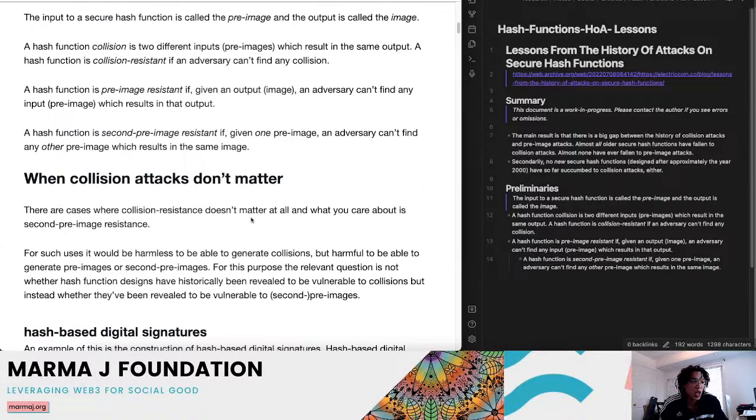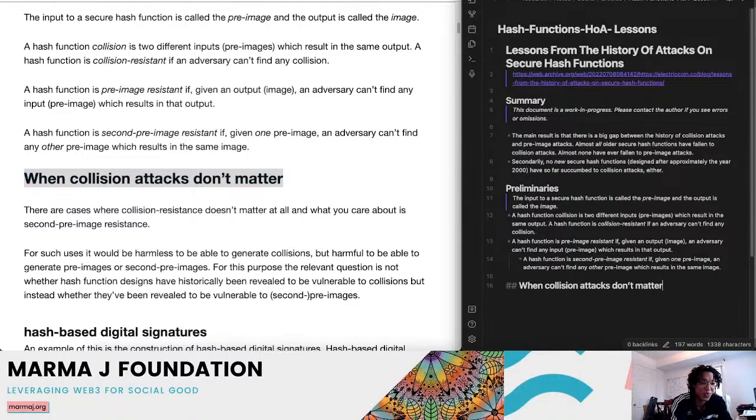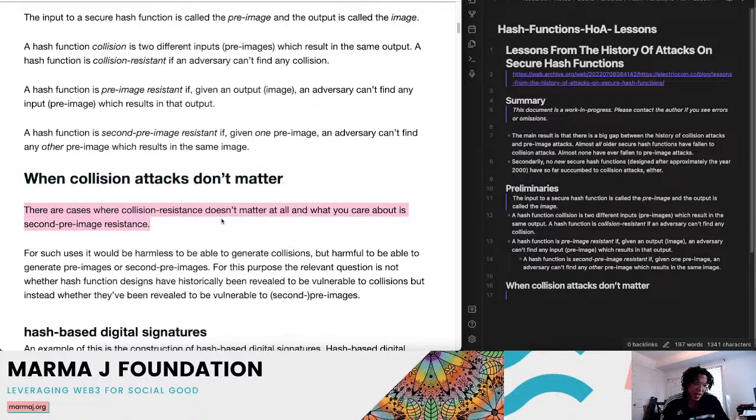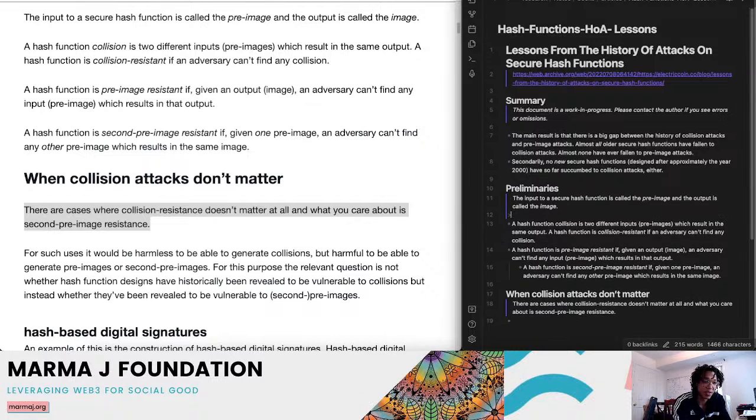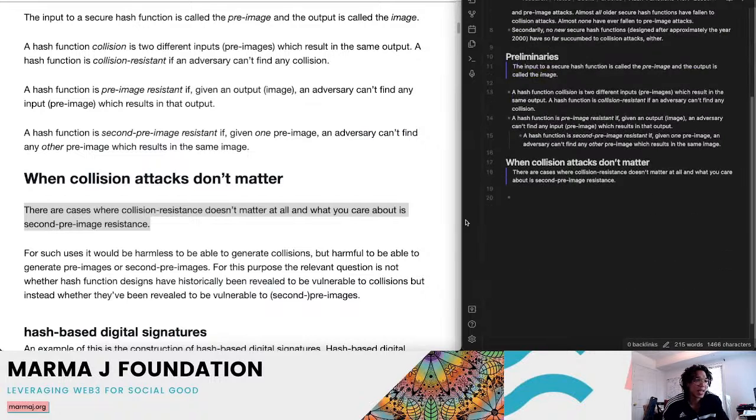Okay. So when do collision attacks not matter? This is probably, in my opinion, pretty useful when talking about actually applying hash functions, using hash functions in practice, and understanding. So there are cases when collision resistance doesn't matter, and all that you care about is second pre-image resistance. So now I want a space here so it all stays the same. So when collision attacks don't matter, this is interesting enough.